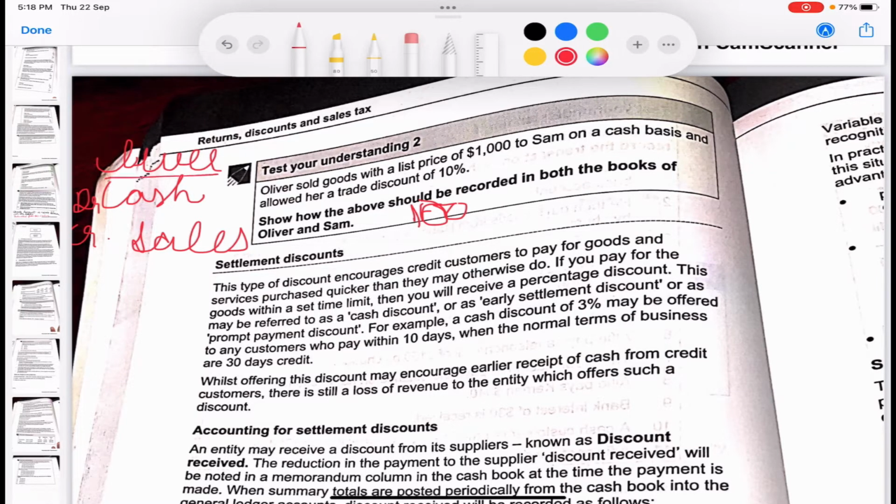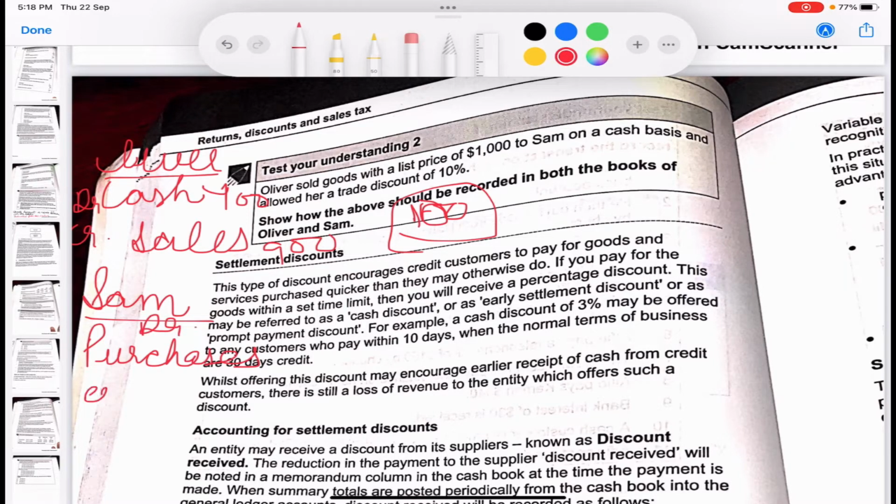So what will be the value? Value is going to be 1000 minus 100, which is 900. It's gonna be 900. And what will we write in the books of Sam? We're going to be writing purchases, debit purchases and credit cash. How much? This is also going to be 900.